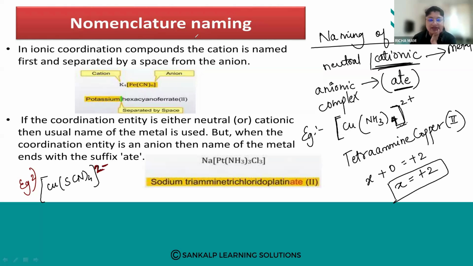Half of your answer is correct. Tetrathiocyanato, this much is correct. What type of complex is this, students? What is the charge on the complex? It is negative. Whenever you have a negative charge on the complex, it is an anionic complex, right? So it will end with ATE. Copper, I forgot.